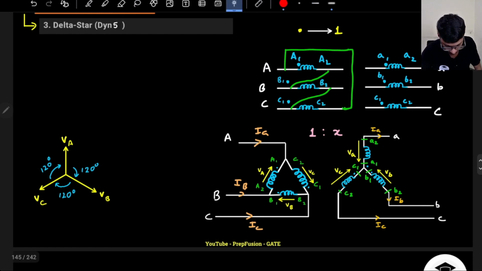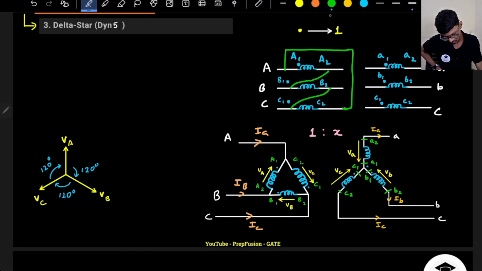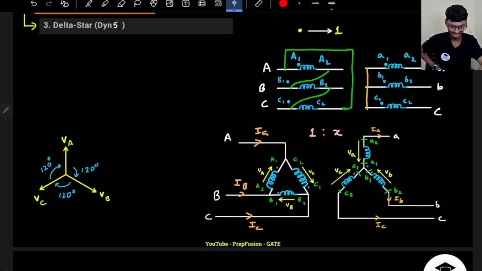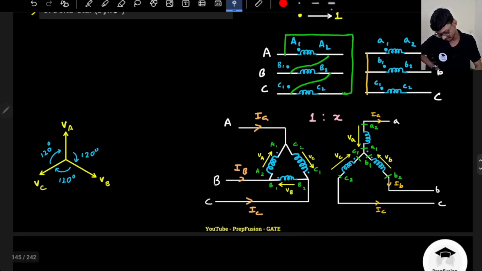Okay, and here what about this? So here what I can write is A1, B1 and C1 all are shorted, so these all will be shorted, and my A2 will be connected to B1, right? E2, no, sorry, E2 will not. So this is the star connection. Star connection is very simple, right? So that's it. Now let's discuss the phase difference.